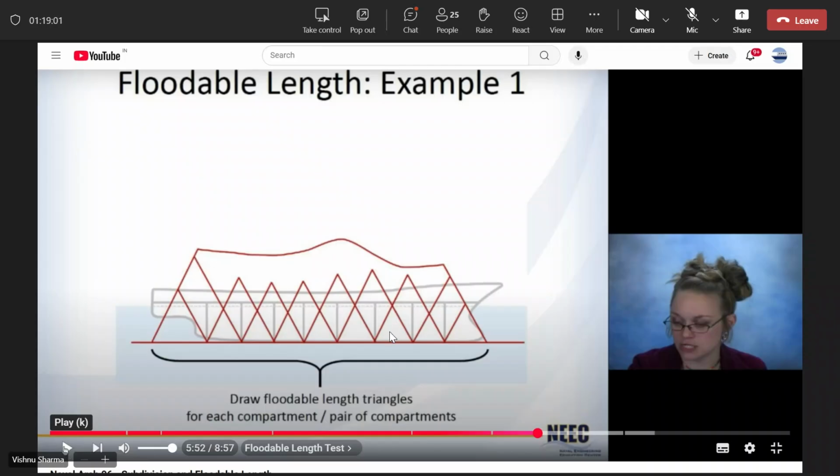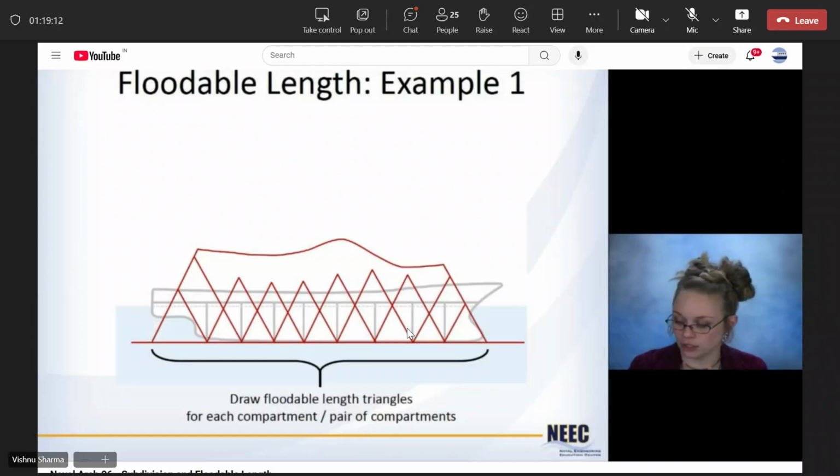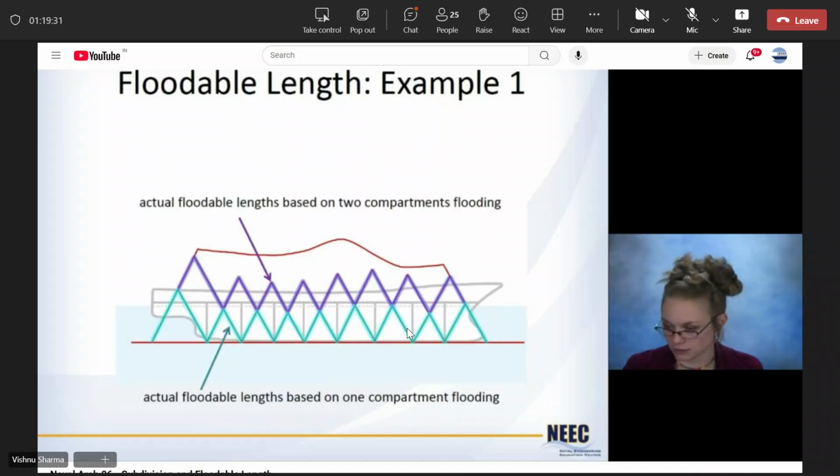Okay, so where she said that each one of these compartments. And this is kind of a confusing diagram at first. Look at it a few times, come back and watch the video again if you need to. It will start to make sense. But what it really is, is floodable lengths for each of these compartments. And it's not continuous, sort of like the original one was, right? Because you've restricted the flooding because of the bulkheads that you placed in there. So you draw the triangles for each compartment and each pair of compartments.